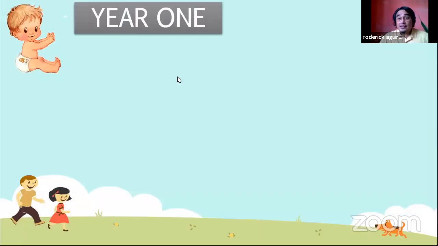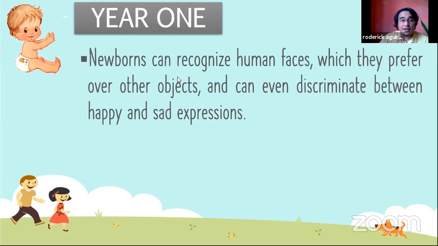All right, so just to look at some of the things that year one is developing. So newborns can recognize human faces, which they prefer over other objects, and can even discriminate between happy and sad expressions. So mga magulang po, sa ganitong age po, importante po ang kasalamuhan ng bata ay tao.